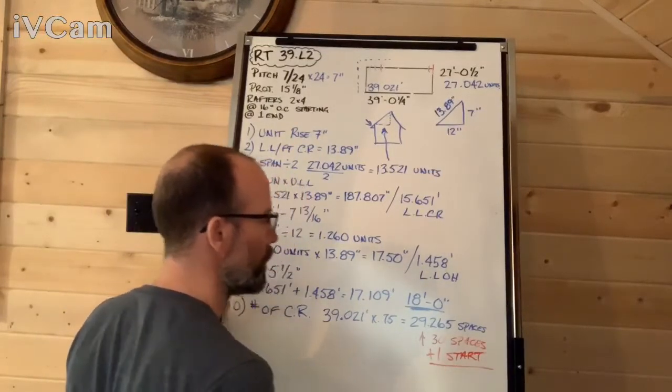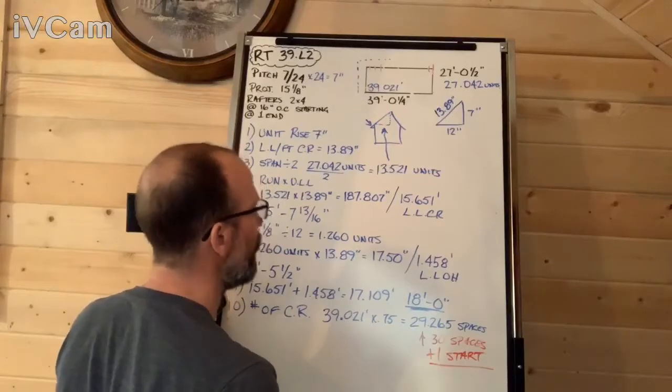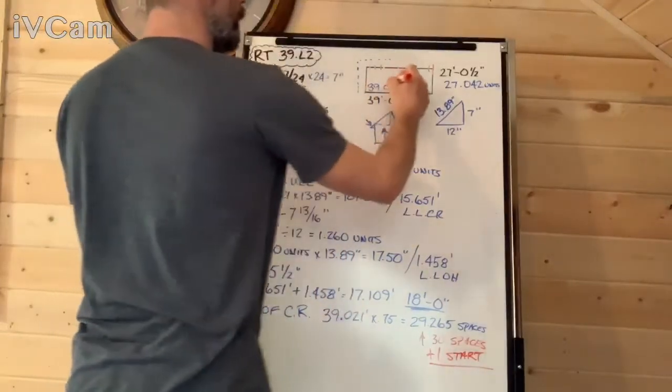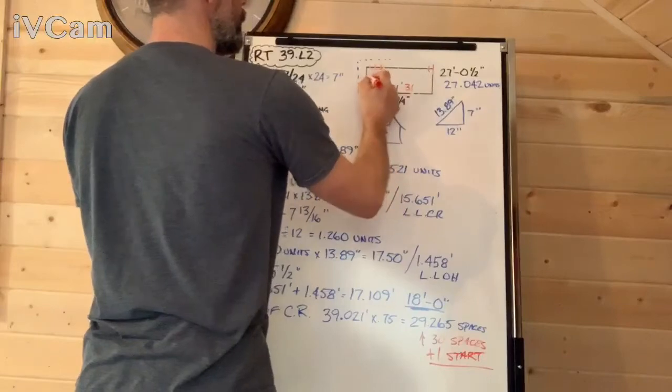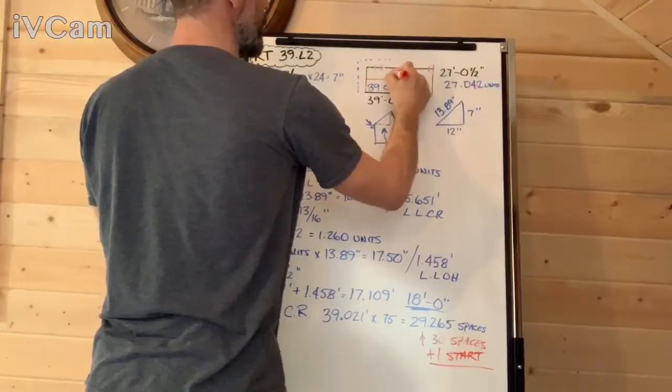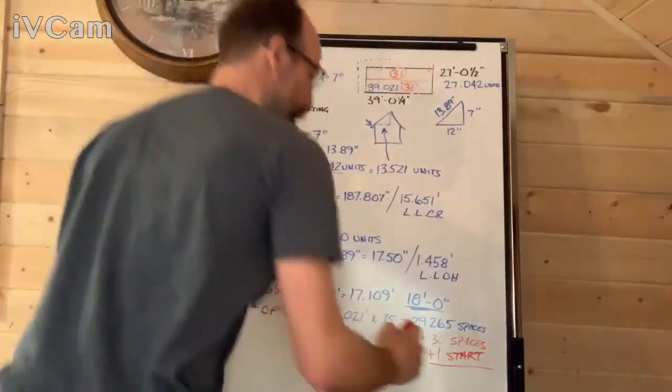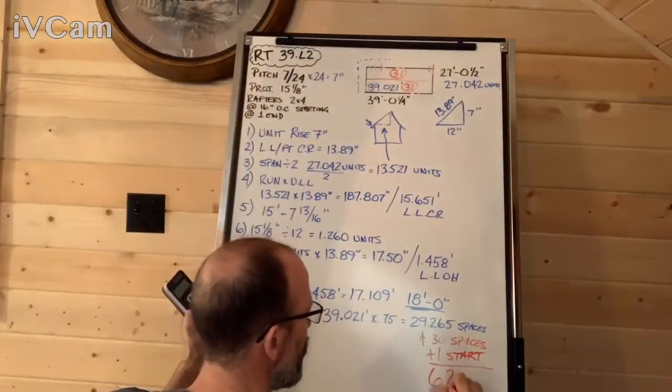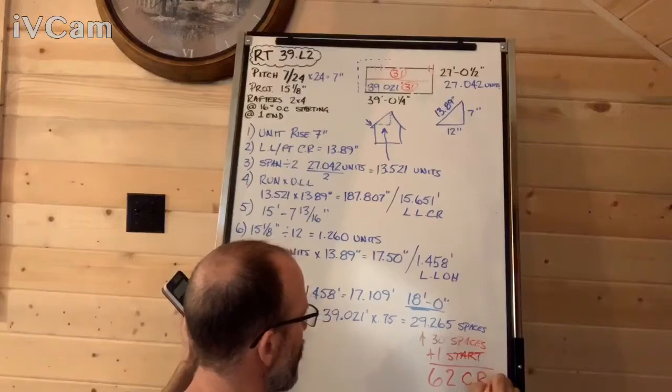That is just one side of the roof. So that's 31 rafters on this side. Remember, I've got a ridge down the center, so I have 31 rafters on this side as well. 62 common rafters.